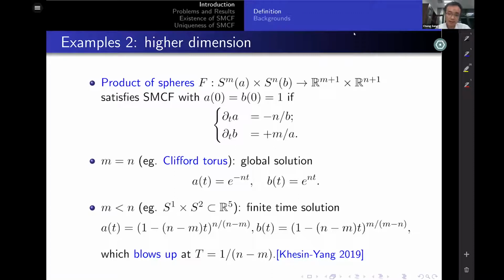Other than that, actually, we don't have explicit examples, because if the initial data is not a circle, then it will easily get messed up under the evolution. Okay, it will no longer stay in the hyperplane.